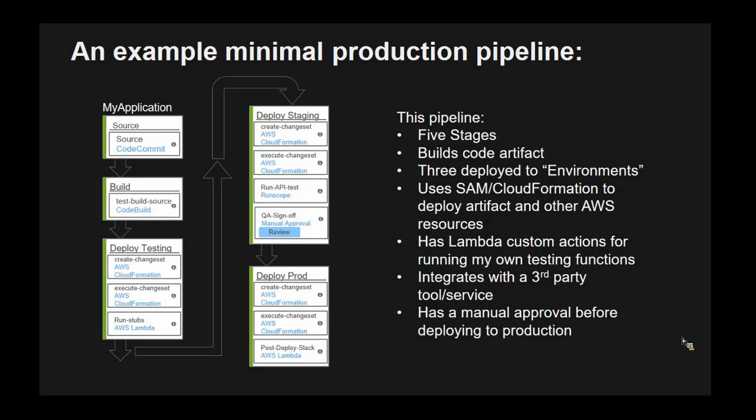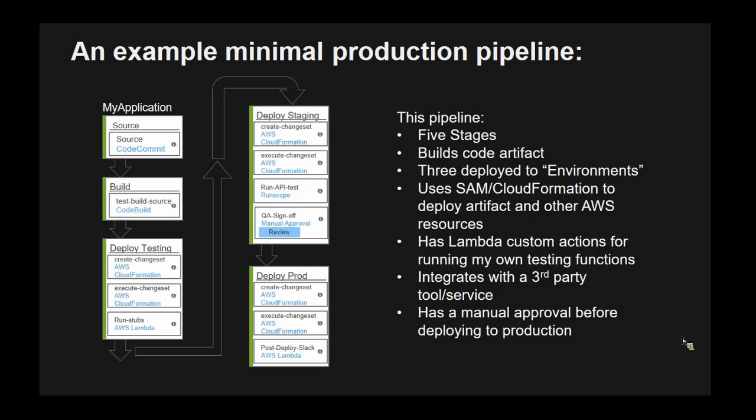So here is an extended version of that pipeline example. This is one we could say is maybe a minimal production pipeline. In this case, I have 5 stages. I have my source stage. I have a single build stage, which is going to build my code artifact for my application. I then have 3 what I call deployed environments. So I have a testing, staging, and a prod.